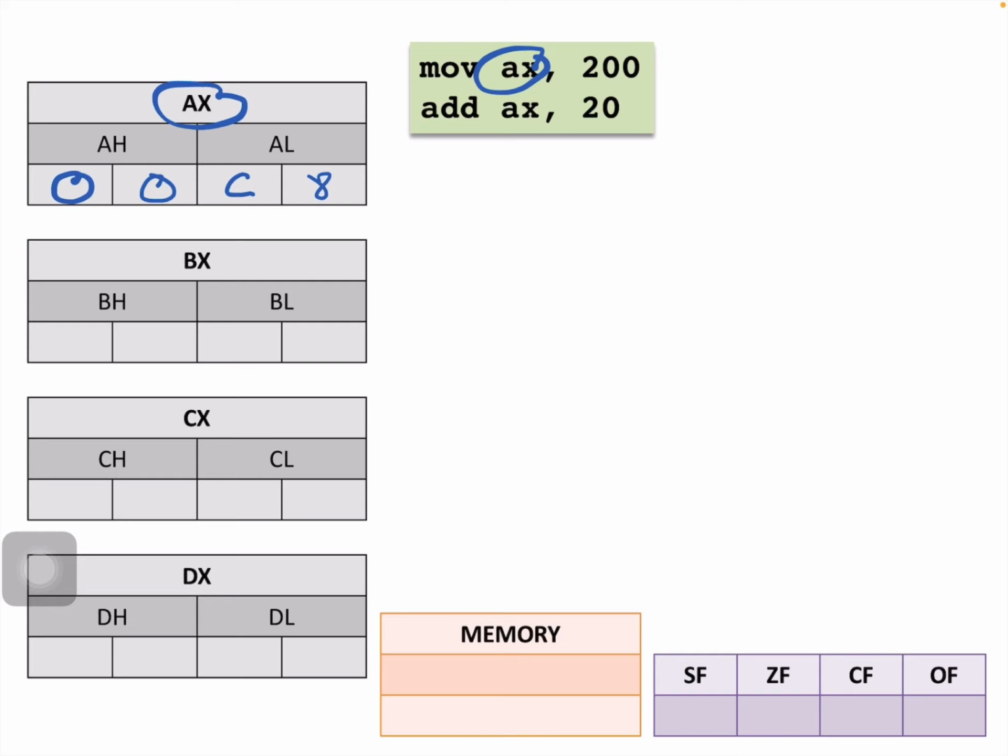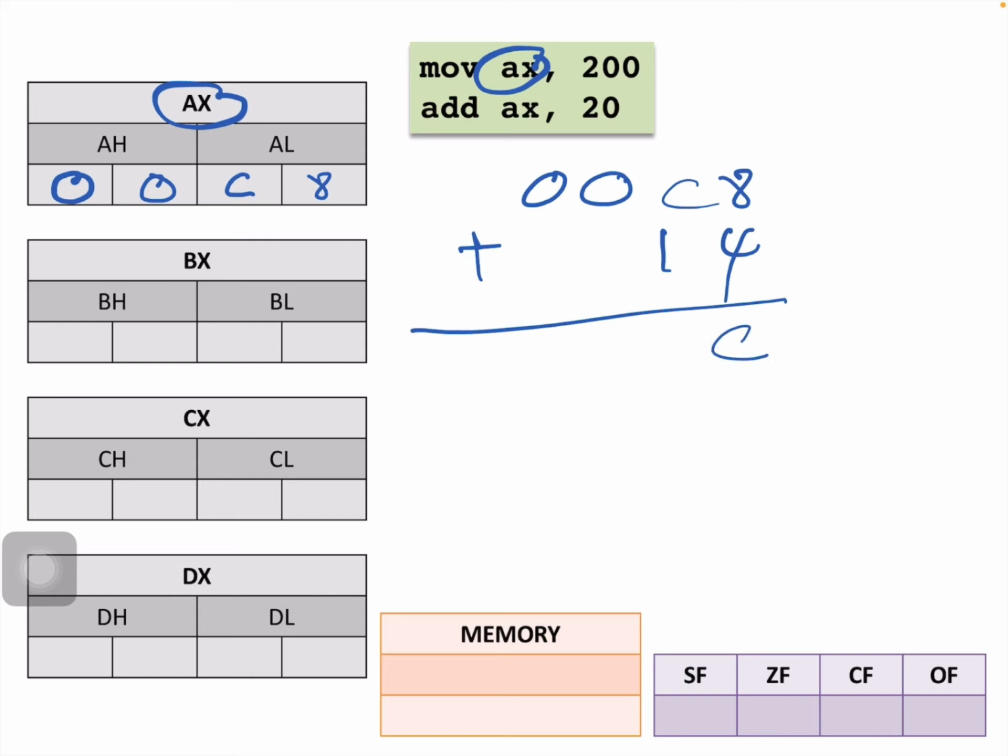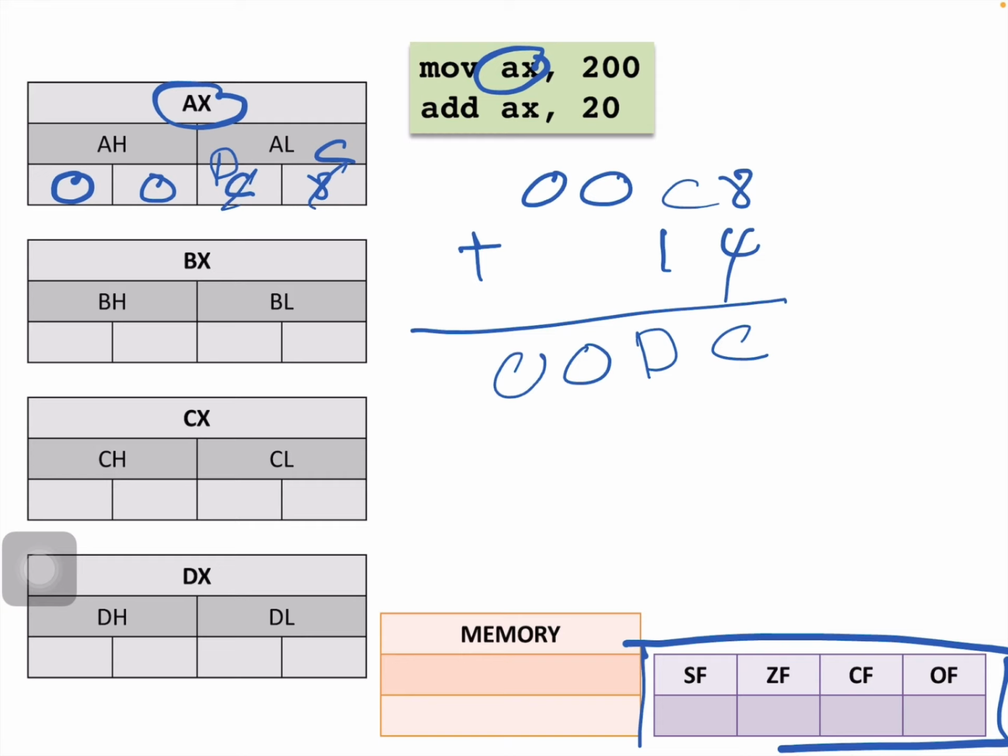And then add AX 20. 20 is 14, and the sum will be inserted into AX. Now we add 00C8 plus 14. 8 plus 4 in hexadecimal equals C. C plus 1 is equal to D. So the new value of AX is 00DC. In these instructions, the flags are also not affected, because the result does not trigger any flags to be equal to 1.